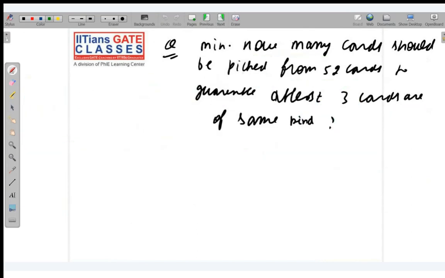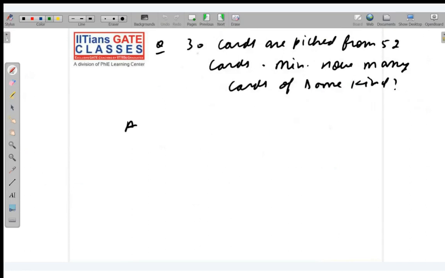Minimum how many cards should be picked from 52 cards to guarantee at least 3 cards of the same kind? Okay, this is a different question now. 30 cards are picked from 52 cards. So from 52 I have taken 30. The minimum how many are of the same kind?